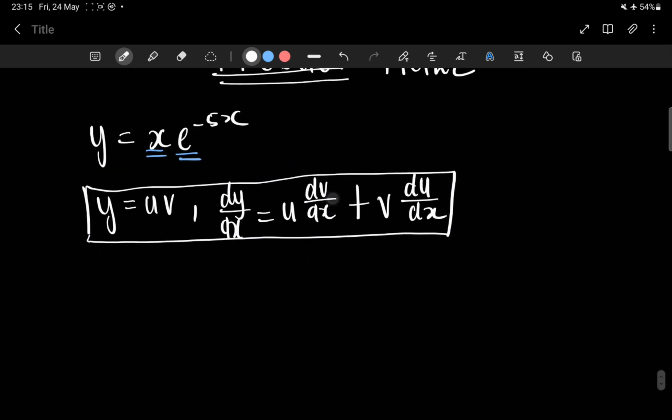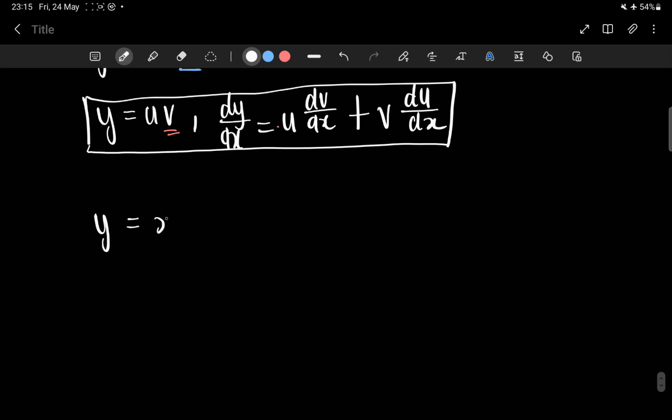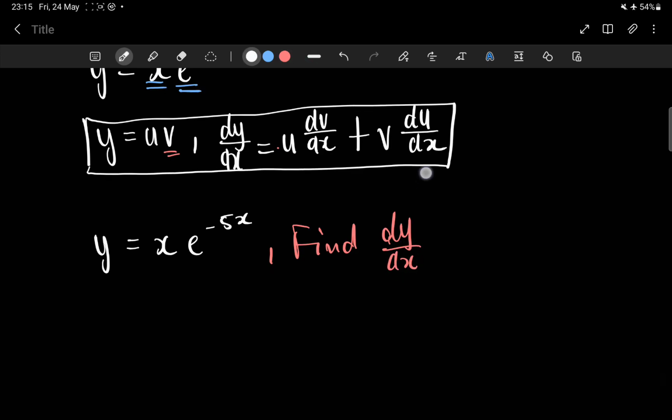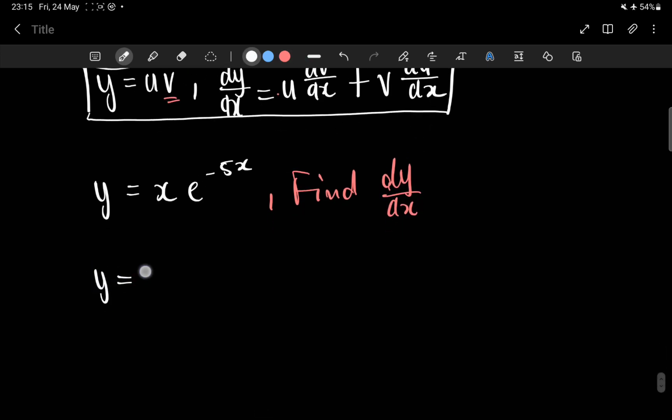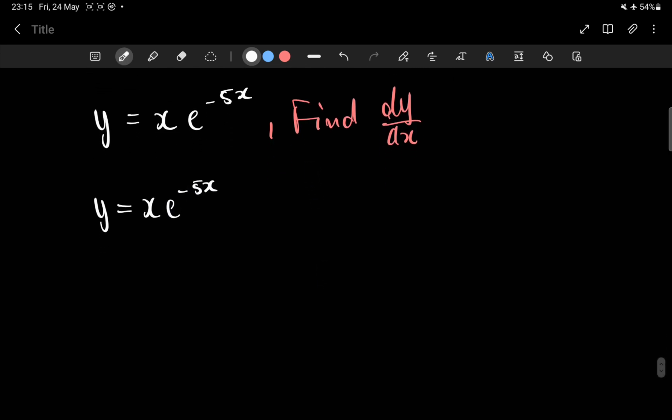So let's go and do this first one. And remember, it's u dv dx plus v, the second one, times the derivative of the first, du dx. So we bring the first, we differentiate the second, plus we bring the second, we differentiate the first. Here we have y being equal to x e to the negative 5x. This is the original. Then they say find dy dx. The question says find dy dx. So we write it on our own. We say y is equal to x e to the negative 5x. We always write the initial equation first.